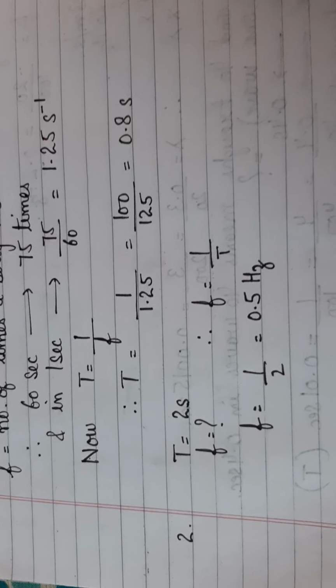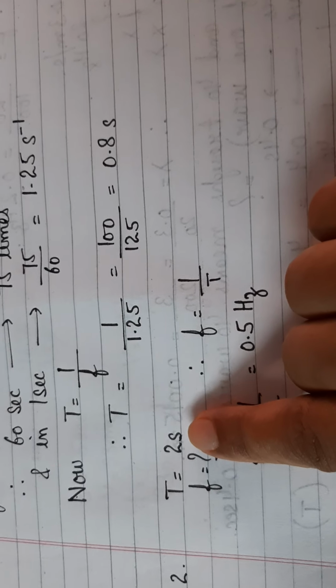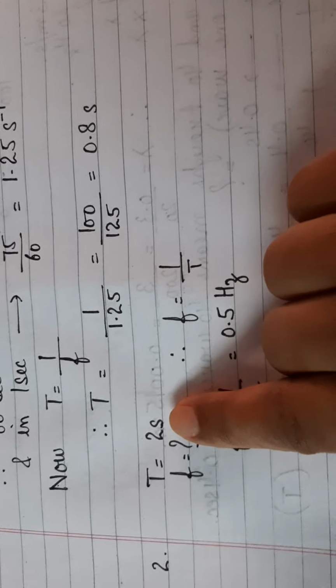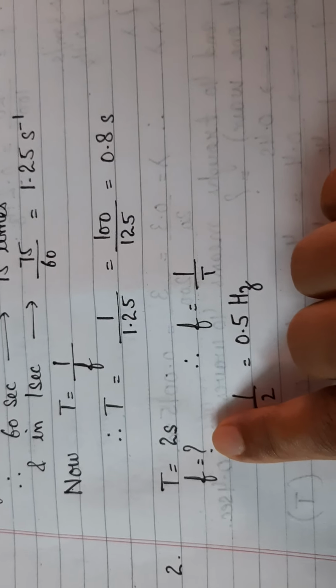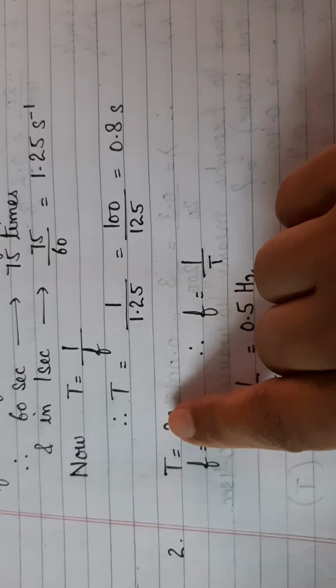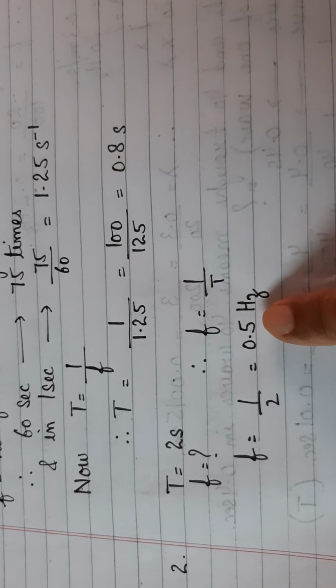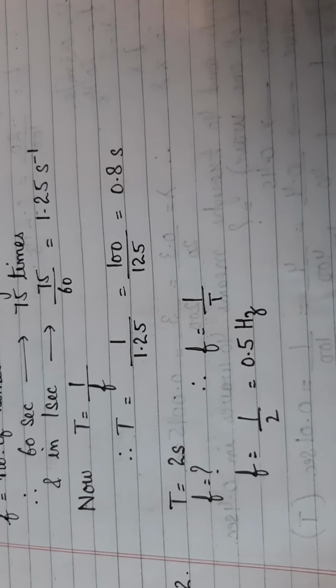Second numerical, the time period of a simple pendulum. Now the time period of a simple pendulum is given to be 2 seconds in the question. You are supposed to find out the frequency. Just a very direct question. We know frequency is 1 upon time period. We all know the formula. 1 upon time period, which is 2. So the answer is 0.5 hertz. Okay, so this is numerical number 2.